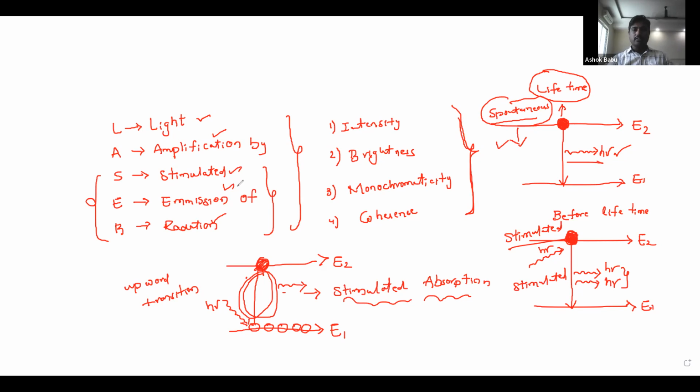One is an upward transition. What is the upward transition here? Stimulated absorption is the upward transition, and the other two are downward transitions. What are the downward transitions? One is spontaneous emission, and the other is stimulated emission of radiation. Stimulated emission of radiation occurs before the lifetime of the atom in the excited state is complete, and after the completion of the lifetime, spontaneous emission will occur.